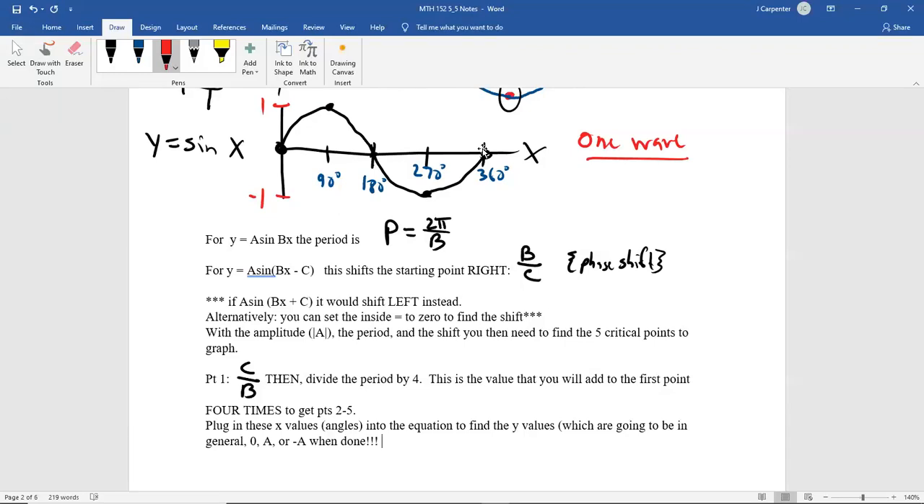I know I'm throwing a lot at you all at once. We're going to practice several of these. We're going to do, what, at least 4 or 5, by the time we do sines and cosines.